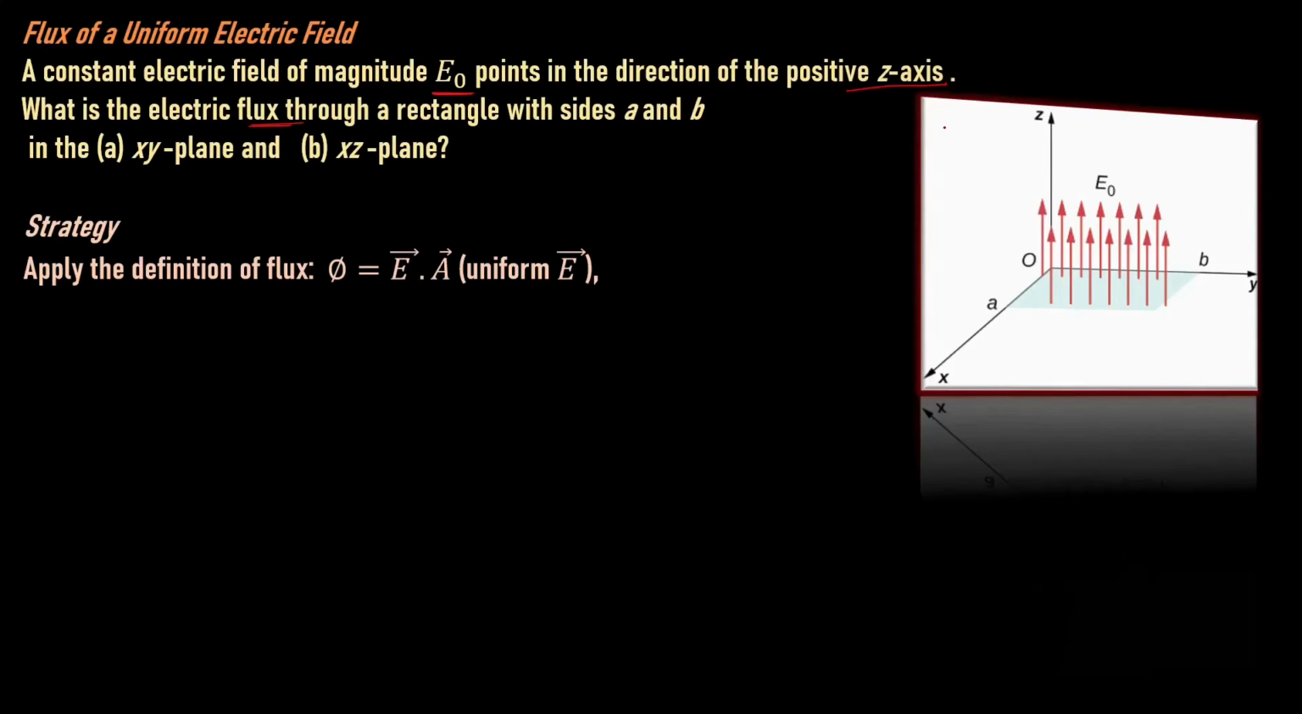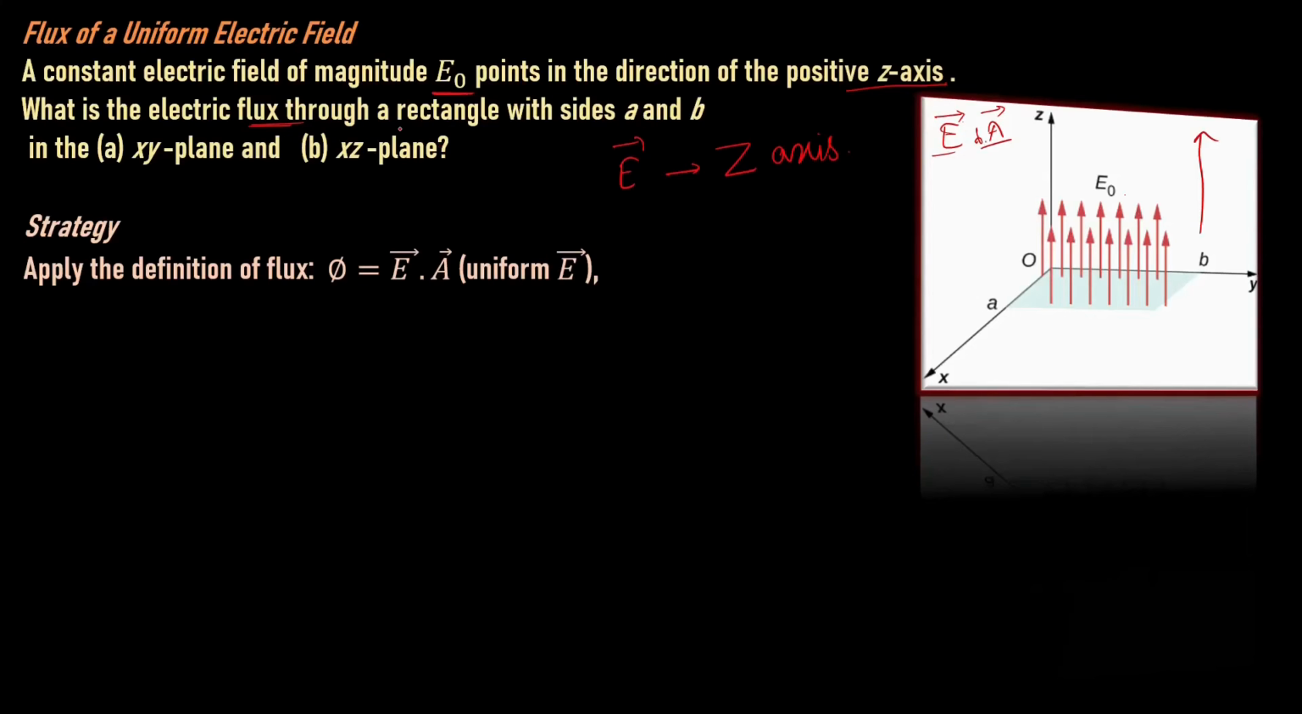That means in order to know the electric flux, we must know the direction of electric field and the direction of the area vector. These are the two important key points. We have to keep in mind the electric field. According to our figure, here the electric field is E naught and its direction is along the positive z-axis. So this is to be taken as fixed. That is our first strategy.